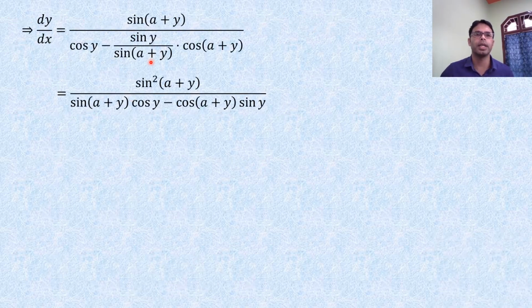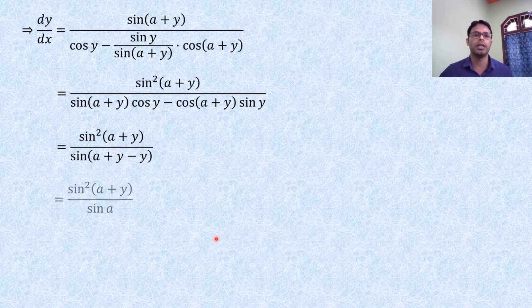This one, after taking LCM, is going to the numerator. So it is sin(a + y) cos y minus cos(a + y) sin y, and this is a formula, sin a cos b minus cos a sin b. So it is the sin(a − b) formula, so it is a + y − y, y and y get cancelled, and the result is sin squared(a + y) by sin a, and this is the solution for the question.